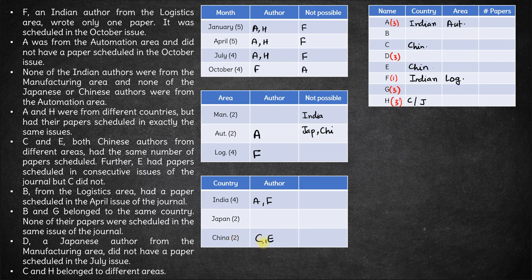China has only two authors, so that means there will be no other author from China. So for H, we knew H will be either from China or Japan, but since China has only two authors, C and E, H cannot be from China, hence H has to be from Japan. So H is from Japan definitely. Okay, so this is what we have so far.